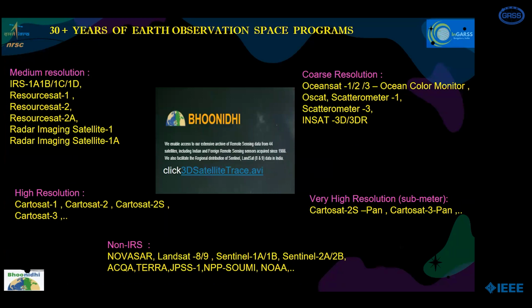So we are into this business of Earth remote sensing data products for the past 30 plus years. Under the medium resolution satellites, we have IRS-1A, which was launched in 1988-89 and henceforth, and we have the ResourceSat series, then also the RISAT series in the microwave spectrum. Under coarse resolution, we have the OceanSat series, the scatterometers, and also INSAT, which is in geo orbit. Under the high resolution category, we have the CartoSat series 1, 2, 2S and Carto 3, and for the very high resolution we have Carto 2S PAN, that is submeter data, and C2 C3 PAN.